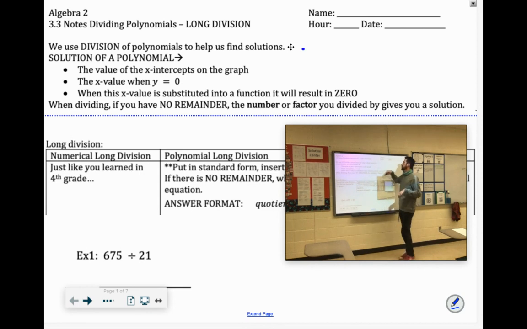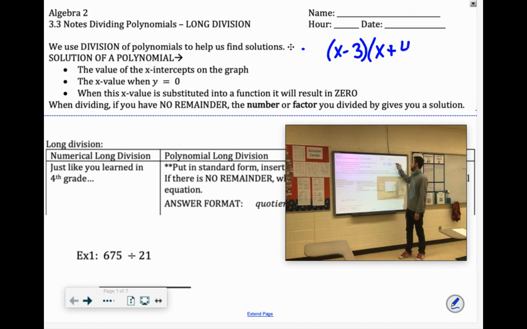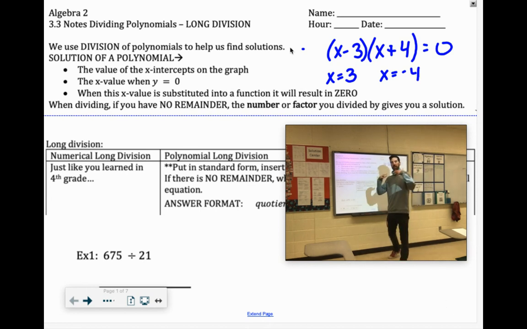Like before, we used the quadratic formula or factoring. So you would factor and get x minus 3 times x plus 4 equals 0, and you would say, oh, well, x minus 3, so x equals positive 3, that would be a zero, and x plus 4, x would equal negative 4, that would be a zero. We're looking for zeros. So in order to do that, you can do long division. And if it comes out where there's no remainder, then whatever you're dividing by becomes a zero. You'll see what I mean here in a moment's time.